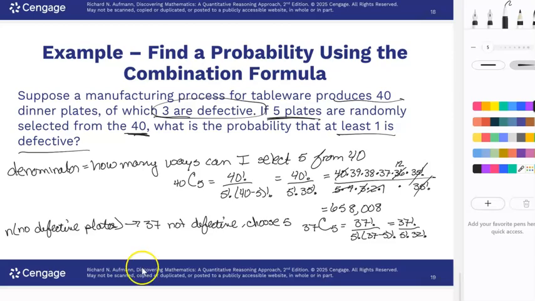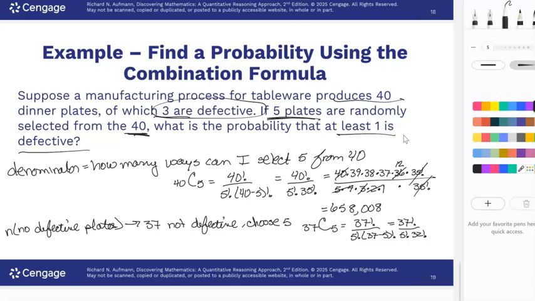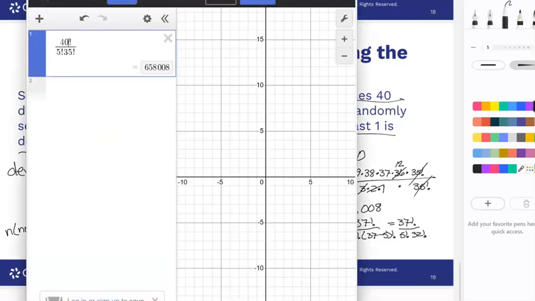So I could go back to Desmos and I could type that in. Get my keyboard to come up. I got 435,897.